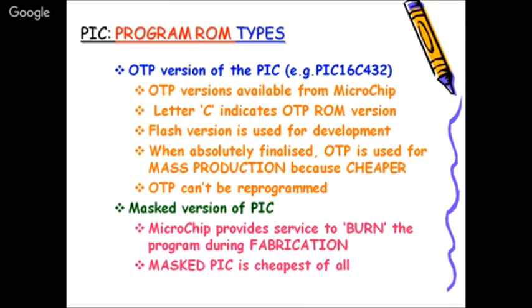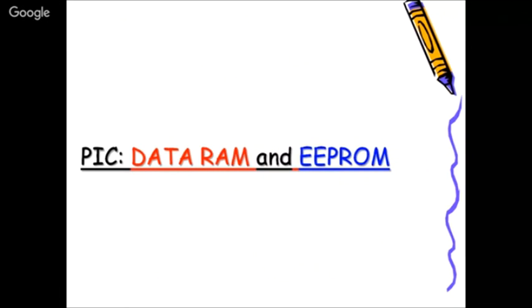Okay, so this was all about PIC program ROM types. Now we will see about PIC data RAM and EEPROM.